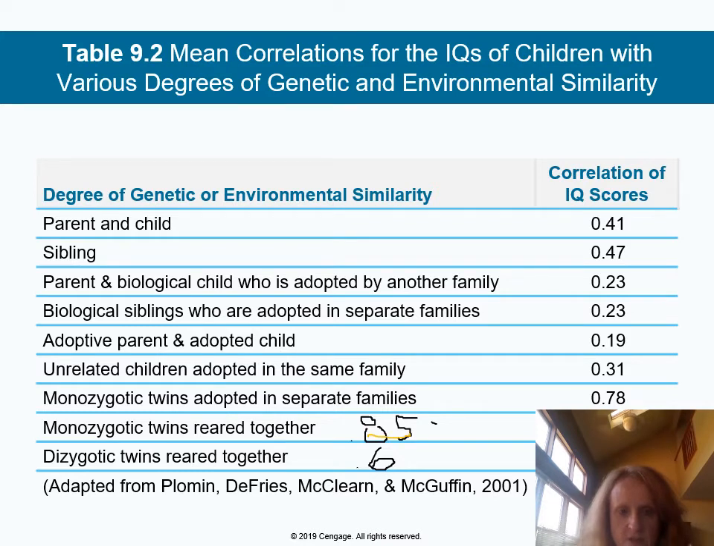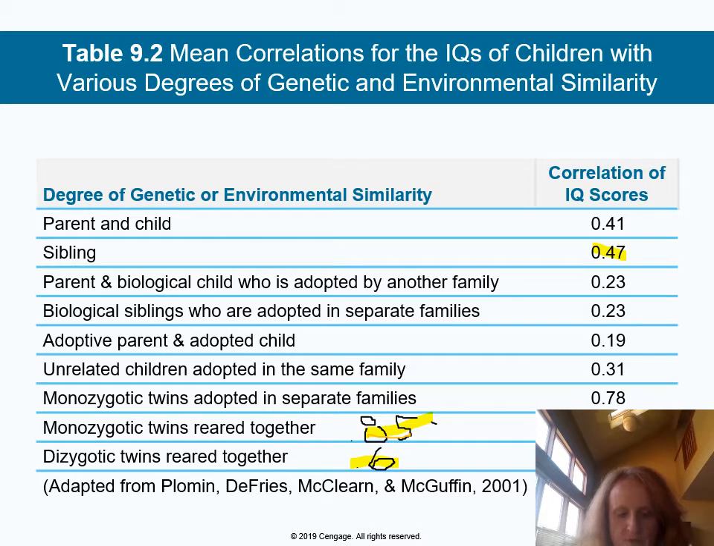Got to get that here. Excuse me, it was going to be 0.85 here. Significantly higher than dizygotic twins, which is 0.6, like fraternal twins, so to speak, but not exactly, or non-twin siblings. Non-twin siblings is 0.47.